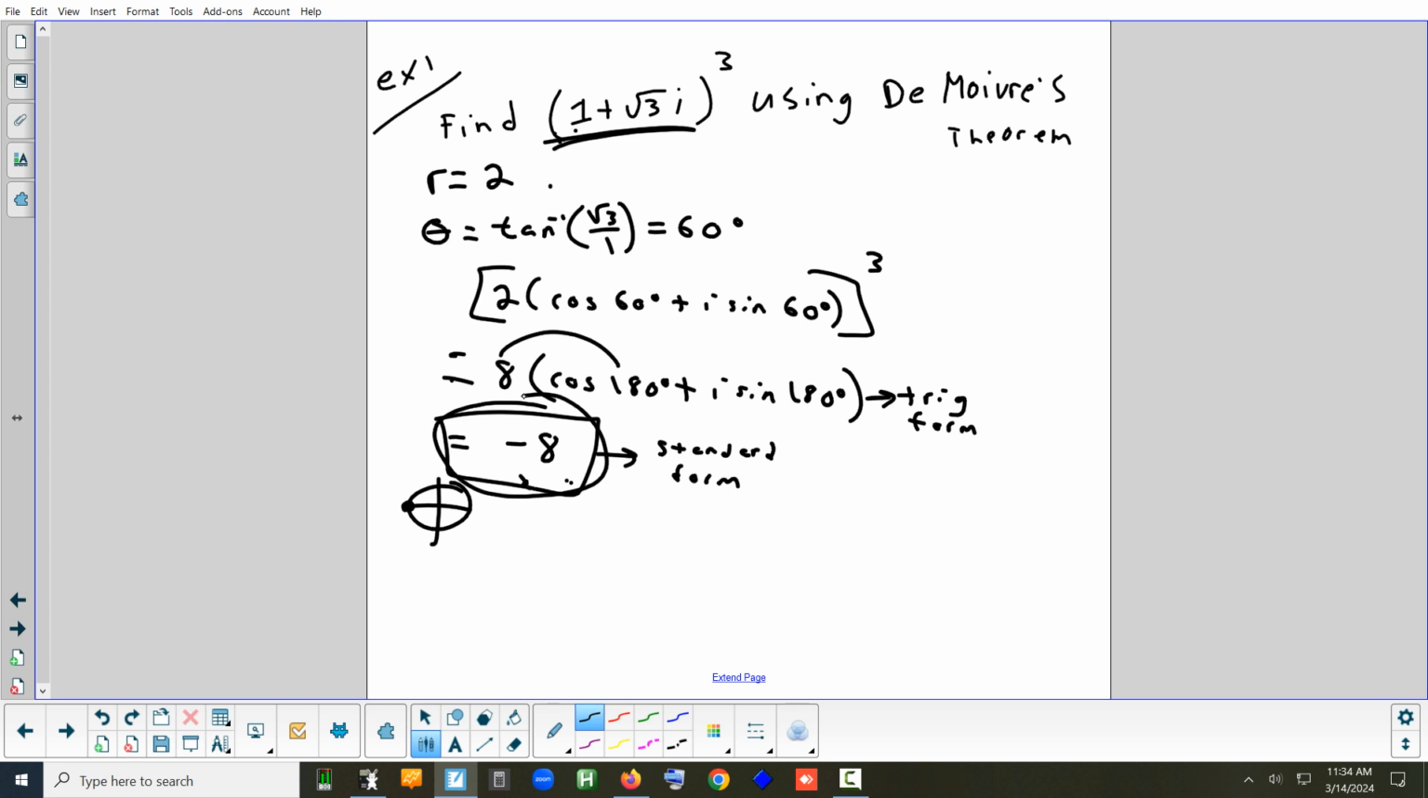Does anybody know what the third root would be? 1 minus the square root of 3i. So we've talked about complex numbers before. They usually come together in conjugate pairs when you're getting answers. So the 3 cube roots of -8 are -2, 1 plus root 3i, and 1 minus root 3i.